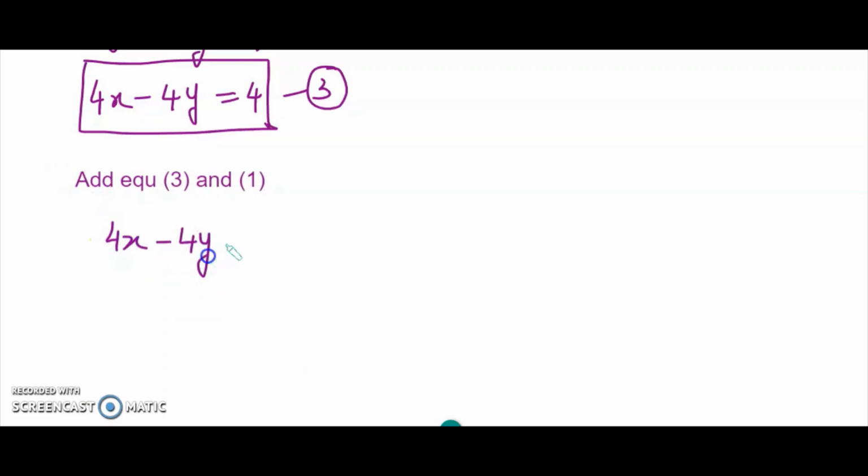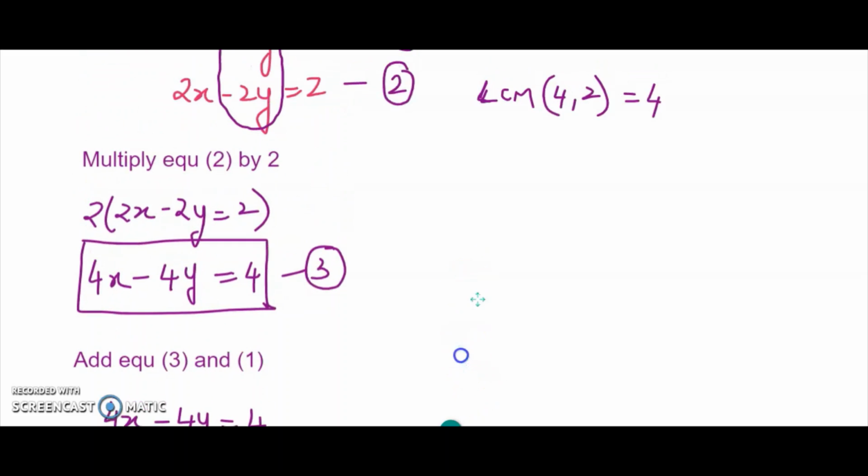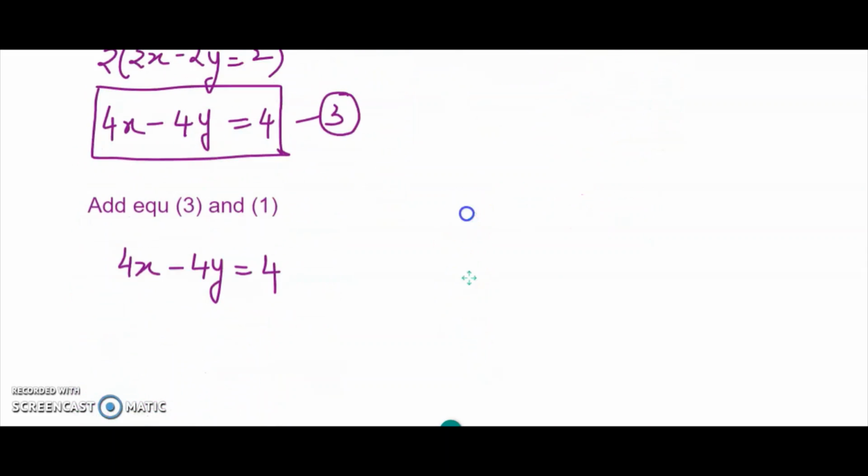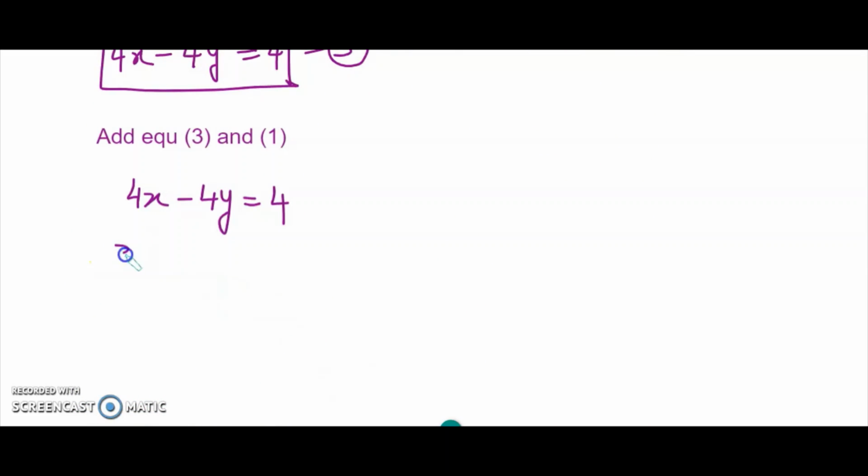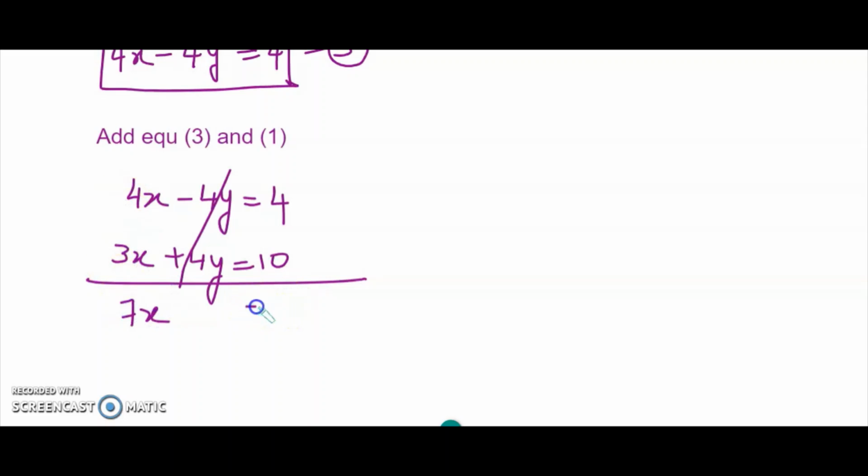4x minus 4y equals 4, which is my equation 3, and equation 1 is 3x plus 4y equals 10. So it is, right, because it's add, no change in any of the equations. The sign does not have to be changed. We don't have to do anything, just keep it like that and start adding. So this will get cancelled off. 4x plus 3x is 7x, 10 plus 4 is 14. So x equals 14 upon 7, which is 2.